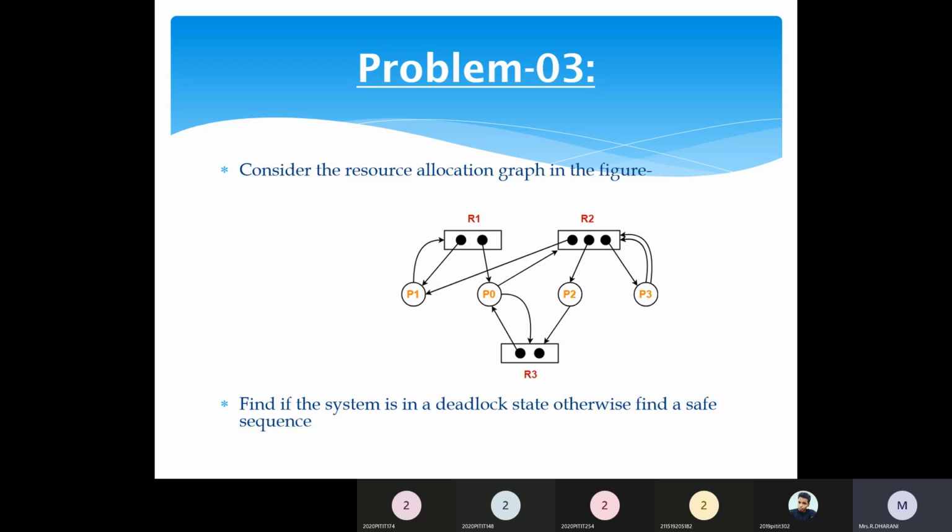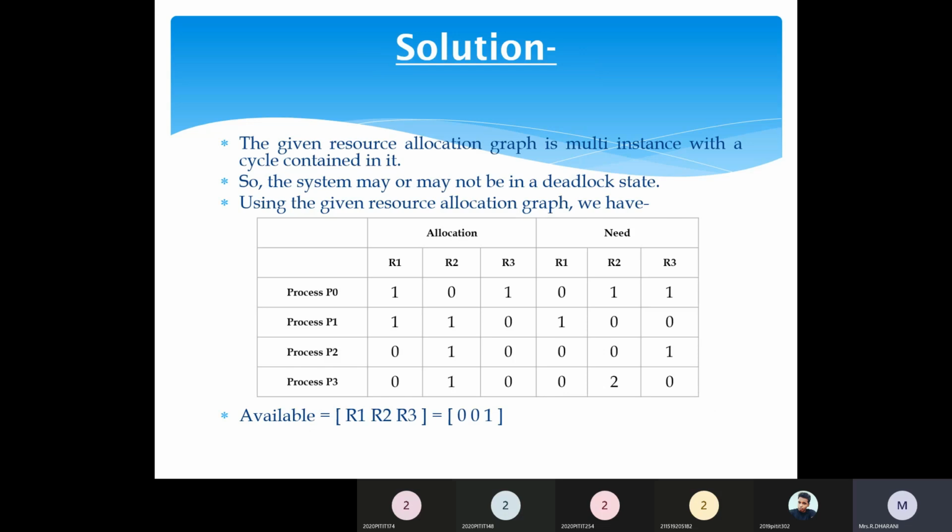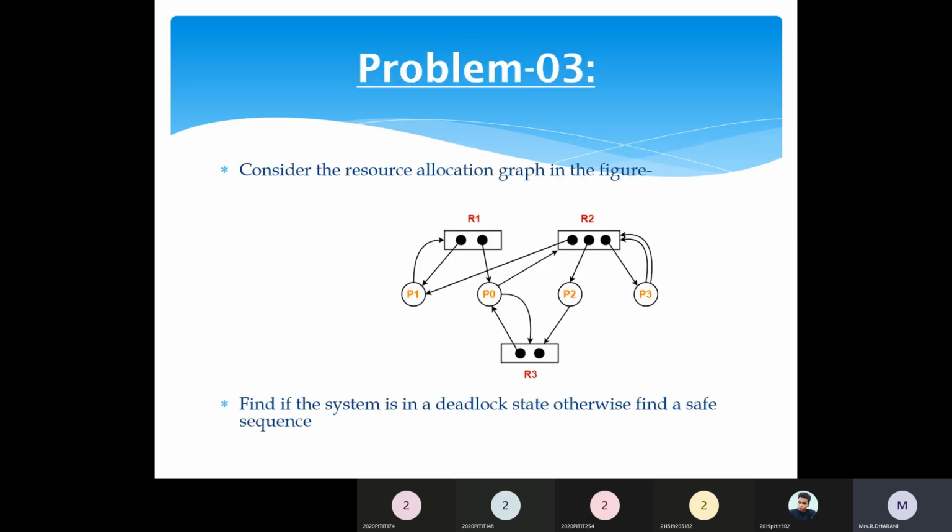An R2 instance is also required by P0. Now we need to find out whether the system is in a deadlock state, otherwise find a safe sequence. It is somewhat tedious compared to problems 1 and 2, because there are multiple instances of each resource, as well as 4 processes. Let us have a current allocation table. With that table you can easily identify whether a system is in a safe state or not.